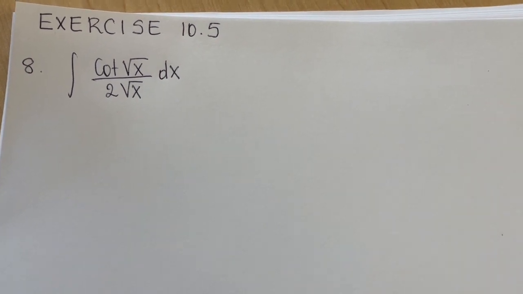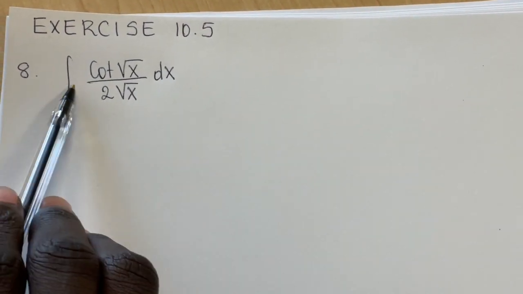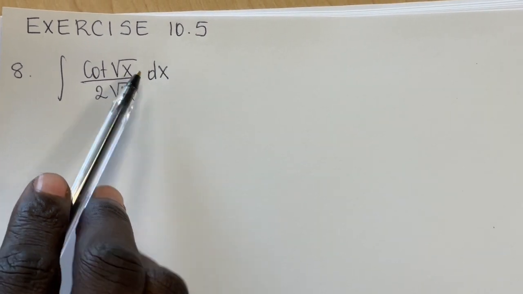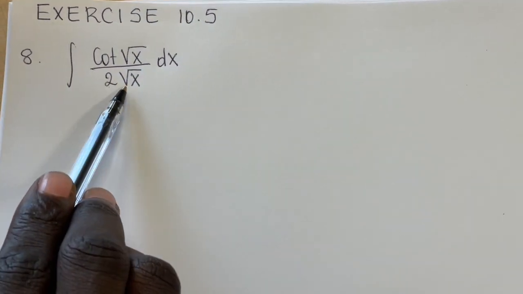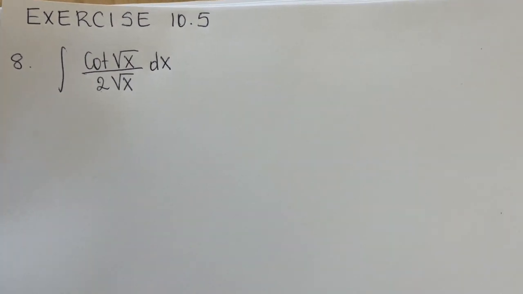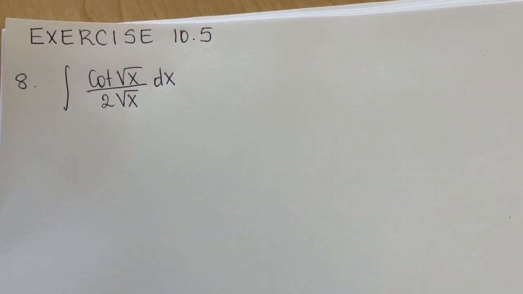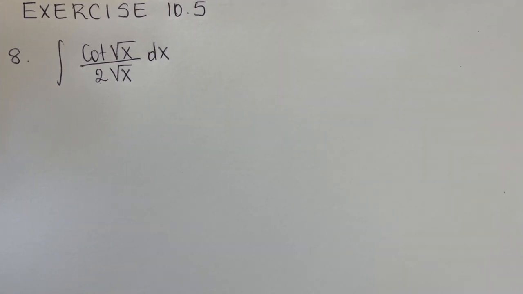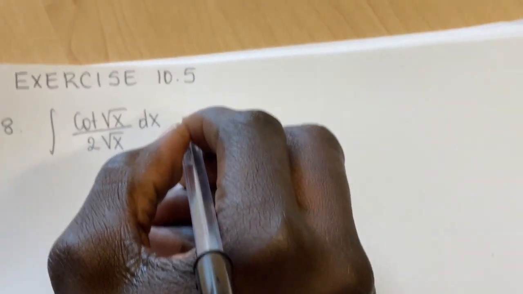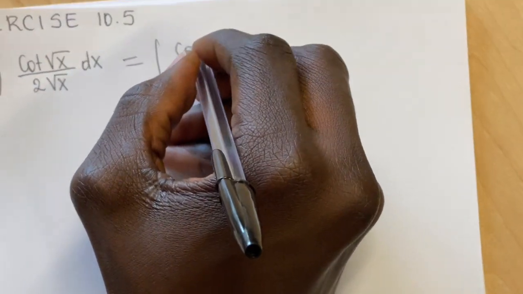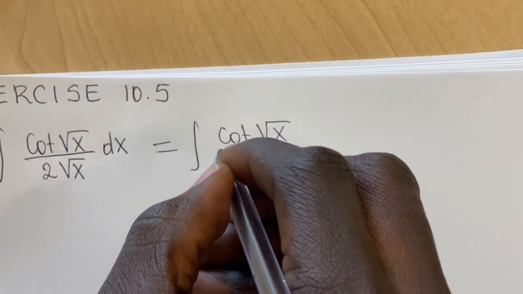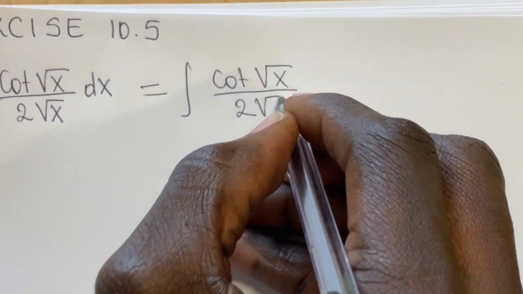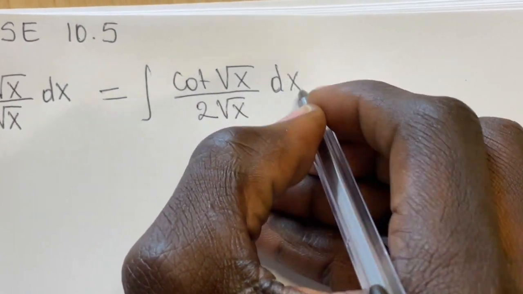First question. The question is asking to solve the integration of cot of square root of x divided by 2 square root of x dx. How can you solve a question like this, guys? So check what I'm going to do. I'm first going to repeat the question. It's the integral of cot of square root of x divided by 2 square root of x dx.